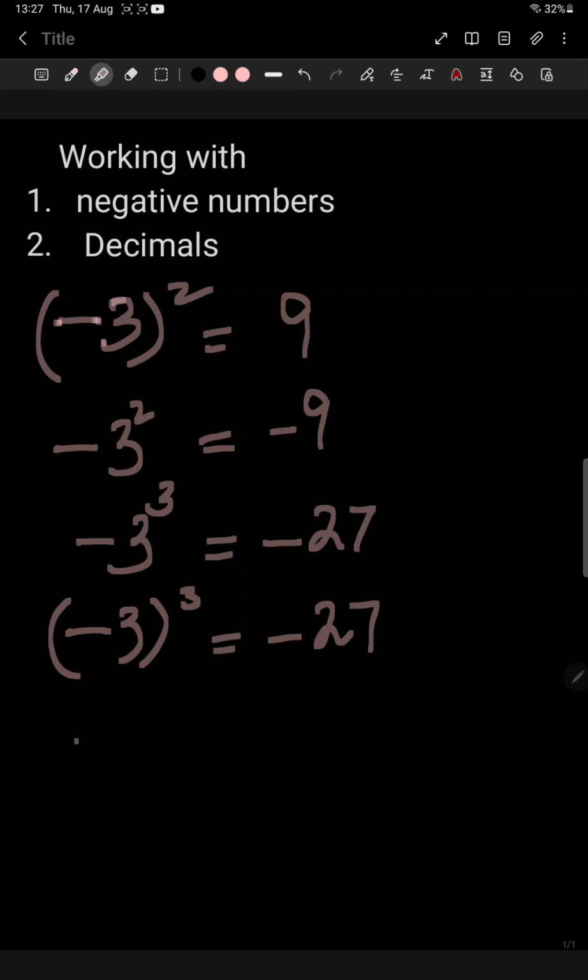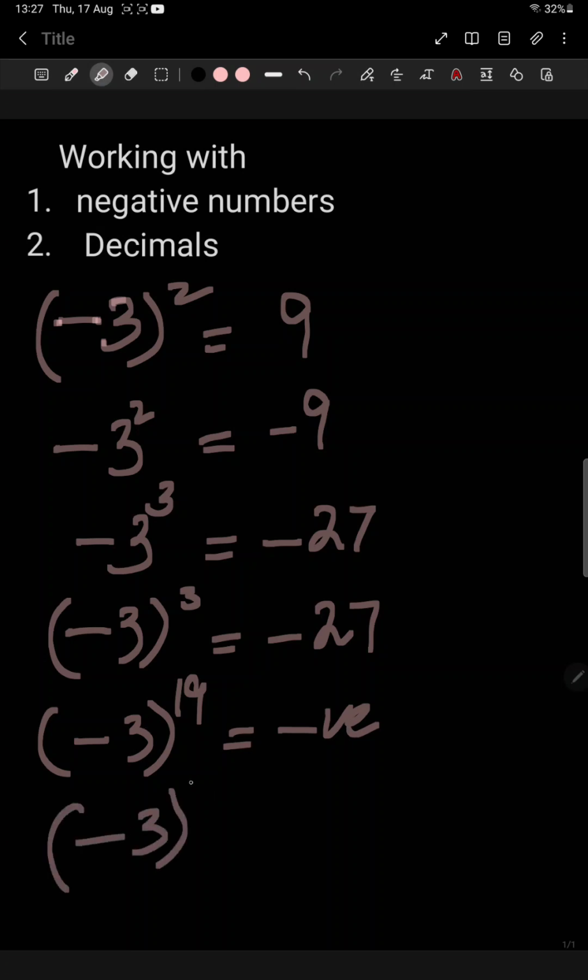For instance, our question is (minus 3) raised to power 19. The exponent over here is an odd number and the number inside the bracket is negative. So our answer, whatever it may be, will be negative. And if the exponent is positive and also an even number, the answer will be positive. So this is the rule.